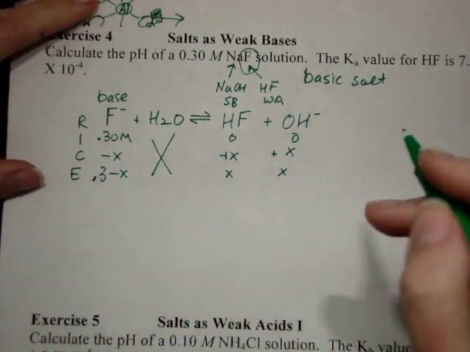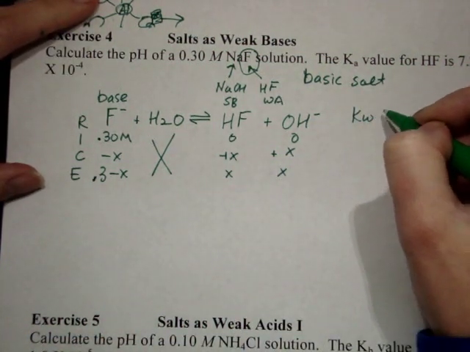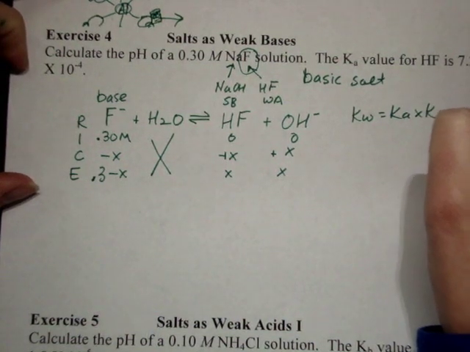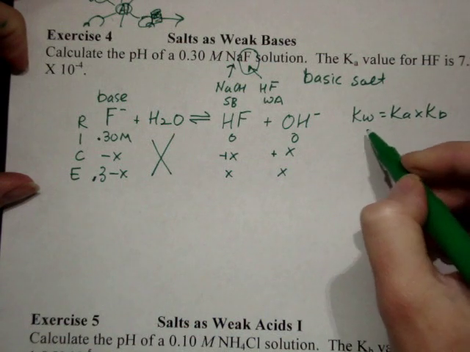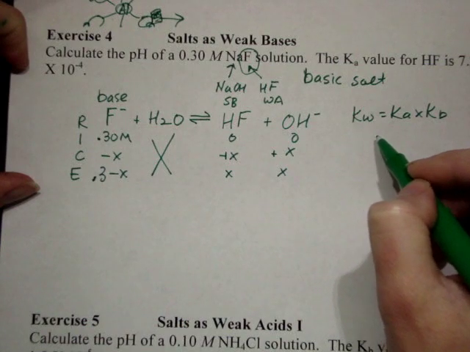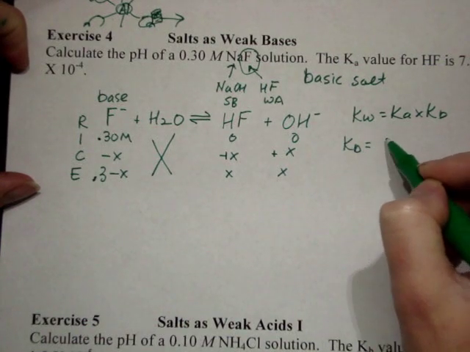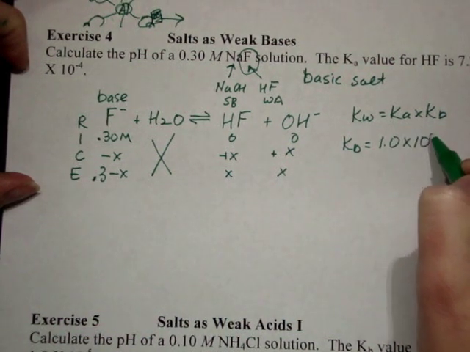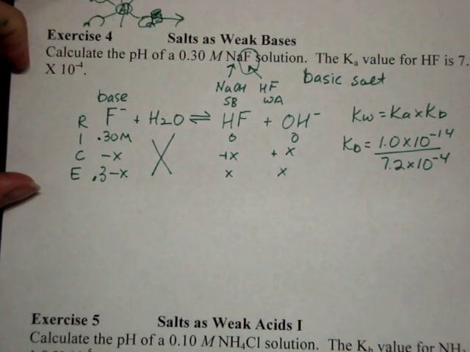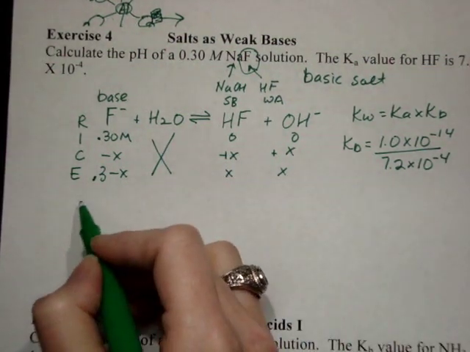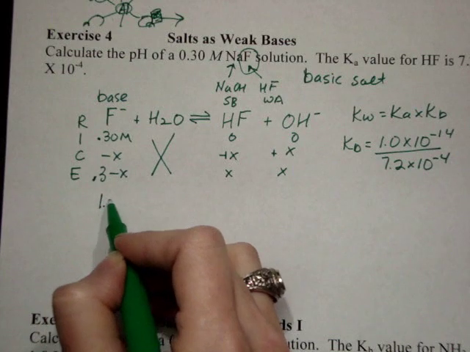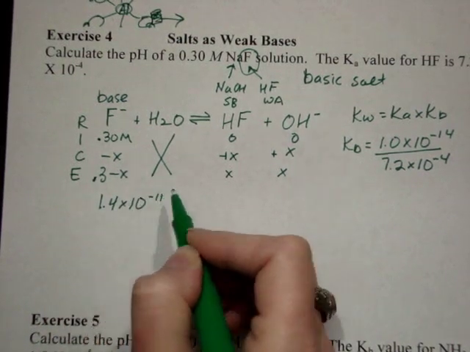What we have to look at next is we have to figure out what the Kb is first. We do that through Kw. Okay? We learned in the previous section that Kw was 1 times 10 to the negative 14th. So if I need Kb, then it's 1 times 10 to the negative 14 over 7.2 times 10 to the negative 4. And that gives me a Kb value of 1.4 times 10 to the negative 11.